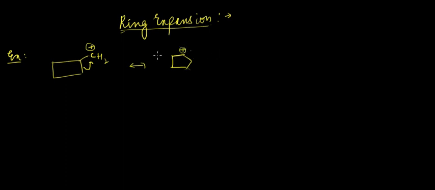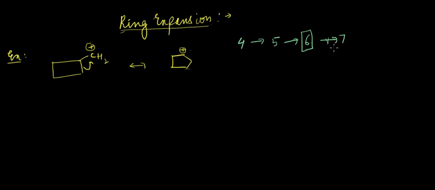Okay, and why does this actually happen? So as to reduce the strain. So we know that a 4-member carbon chain has less stability than a 5-member carbon chain, which has less strain than a 6-member carbon chain, and obviously 6 is the most stable. It won't go next to 7.